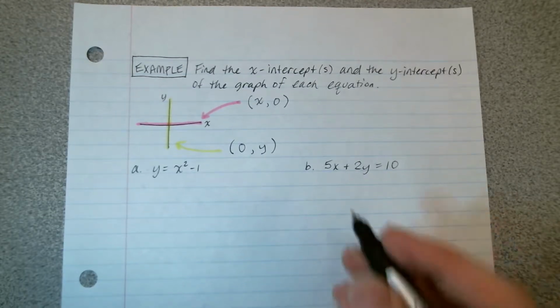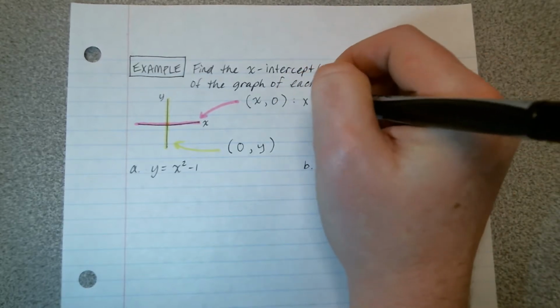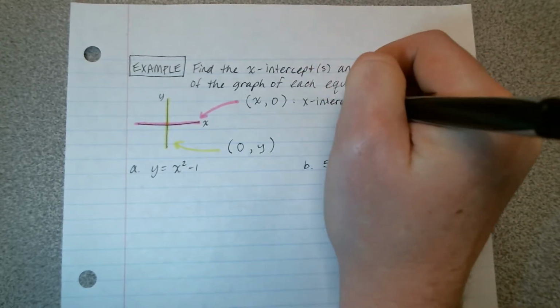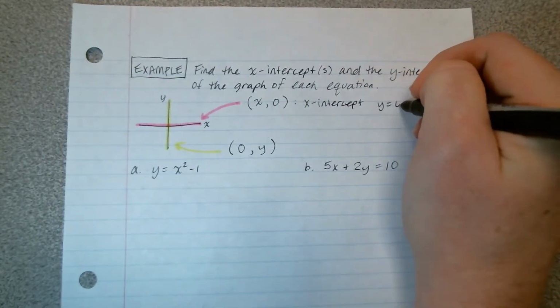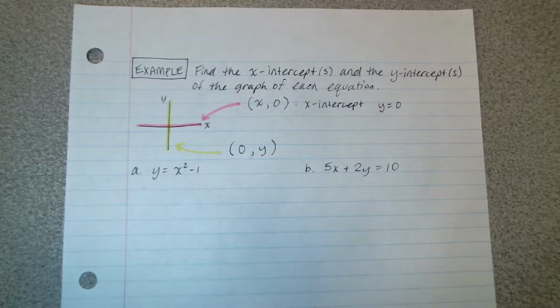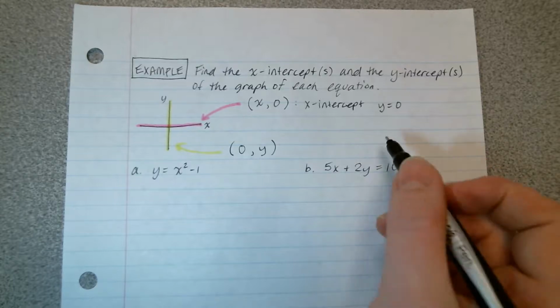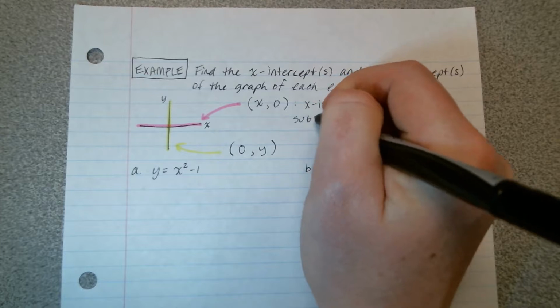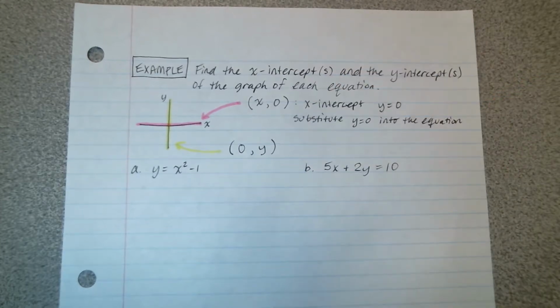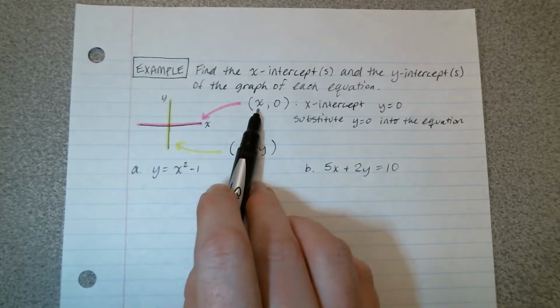So in order to find an x-intercept, we note that y has to be 0. So when you're working with an equation instead of the visual graph, what you want to do is substitute y equals 0 into the equation. Once you've replaced y with 0, all you're going to do is solve for x to find the value of this x-coordinate.